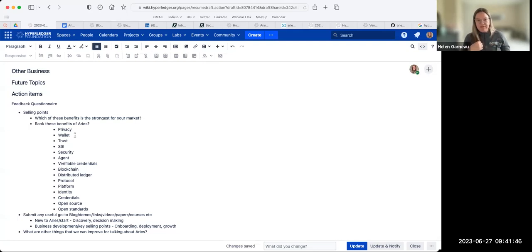We have found that even at my company, saying the word credential to somebody who knows zero about Aries or SSI, like a business decision maker or a government, they're like, oh, so you would issue me a driver's license? I'm like, no, we're not an issuer. We're just enabling the ability to communicate data in verifiable ways. And they're like, oh, so it's not a credential. It's a hard concept to talk about.